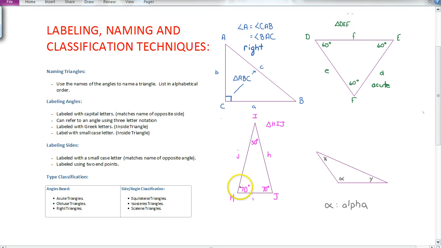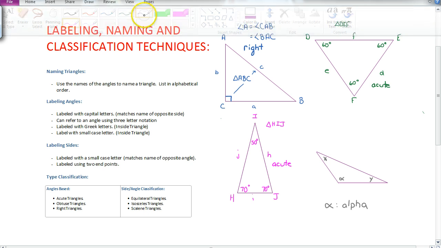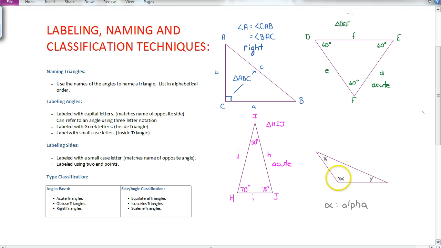If I come down here, I'll notice that again all the angles are less than 90 degrees, so this is an acute triangle. If I come over here to this triangle, even though I don't know what this angle is, I can be confident that this is an obtuse triangle. Now, it's really important, and I want to stress this point here.